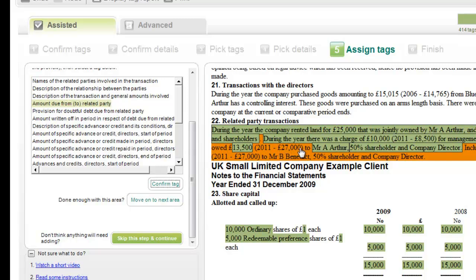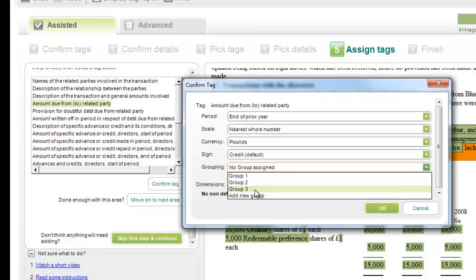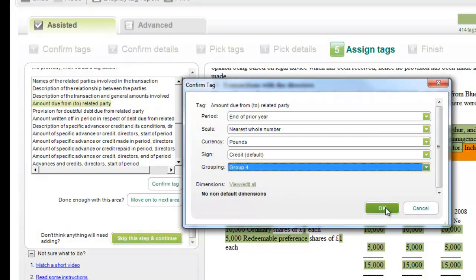Amount due for the comparative year, the £27,000, again ensuring we do not highlight the currency symbol. Again, this tag is used, amount due from or to related party. When we confirm the tag for this one, we need to ensure we select the correct period, and as with group 3 we used the same tag for the current year, we need to assign a new group for the comparative figure.